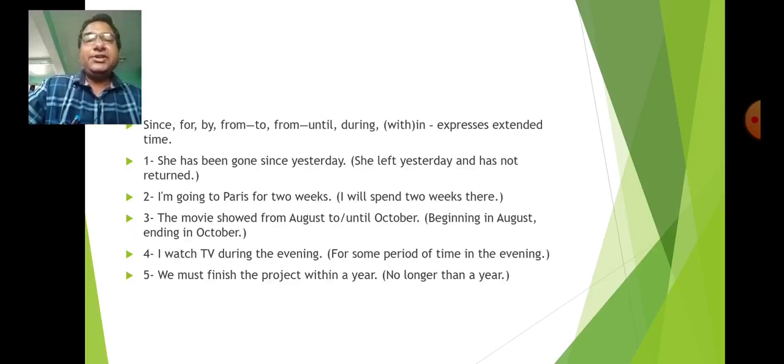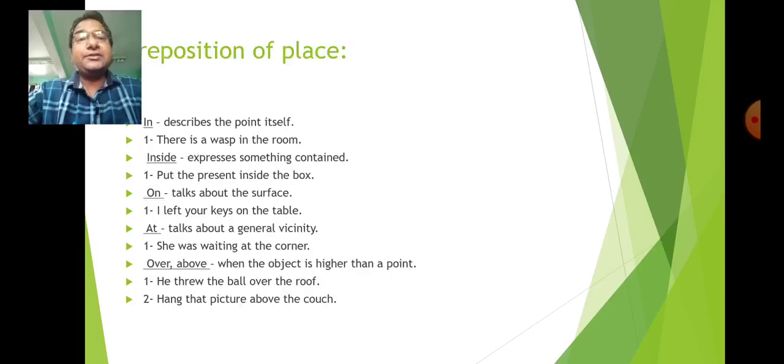I watched TV during the evening, for some period of time in the evening. It is not mentioned that I only watch TV in the evening. During the evening means a particular period of the evening time. We must finish the project within a year, no longer than a year, meaning there is a time limitation. Within a year we have to complete the project.